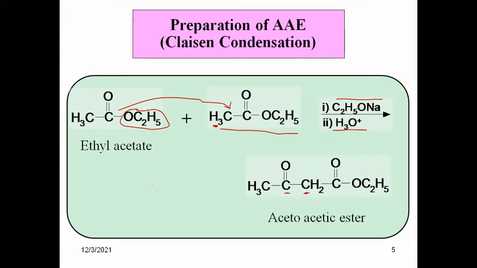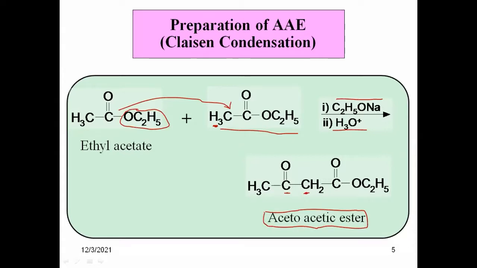Actually, what is meant by Claisen condensation? Generally this reaction is shown by esters which have an alpha hydrogen atom. When an ester having an alpha hydrogen atom is treated with a strong base, it undergoes condensation to the corresponding keto ester, and that reaction is called Claisen condensation. This reaction is used for the preparation of acetoacetic ester, an example of an active methylene compound.